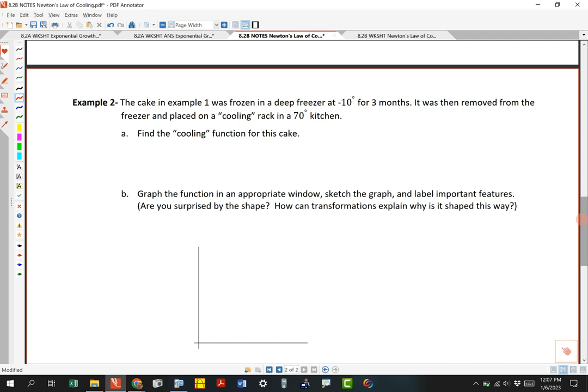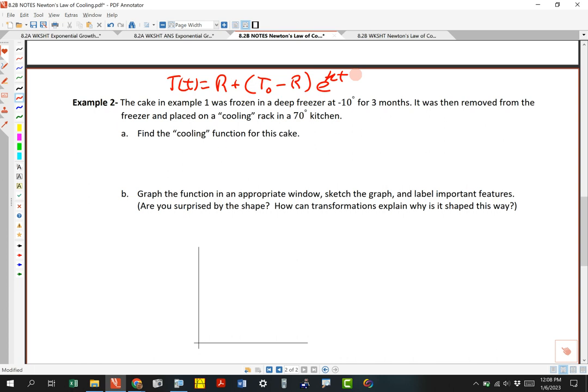It's more like a warming function. Plus negative 10 plus 70. So it was T of t equals room temperature plus, in parentheses, T naught minus the room temperature, correct? And then K e to the KT.